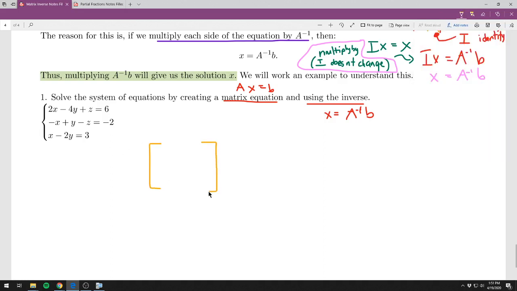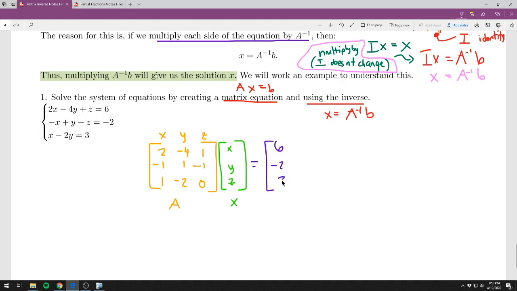All right, we're going to have our matrix A here, consisting of x, y, and z in that order as our columns, because that's what we're given. Our x column is 2, -1, and 1. Our y column is -4, 1, and -2. And our z column is 1, -1, and 0. Our X matrix is x, y, and z in that order. And then this equals the B column, 6, -2, and 3.